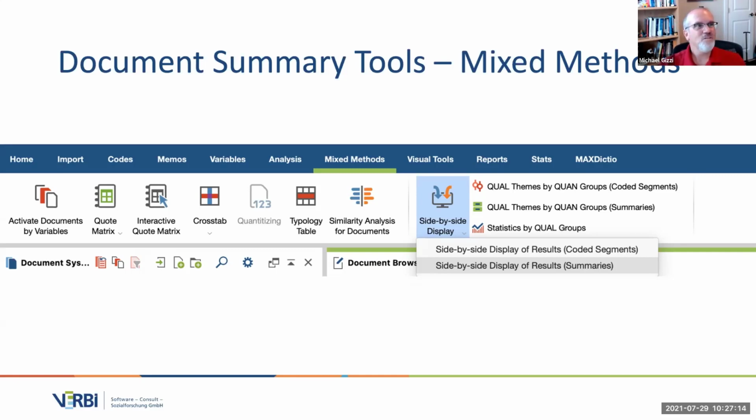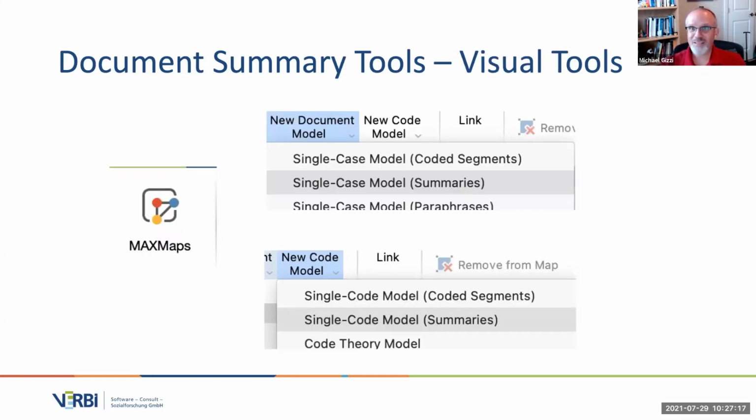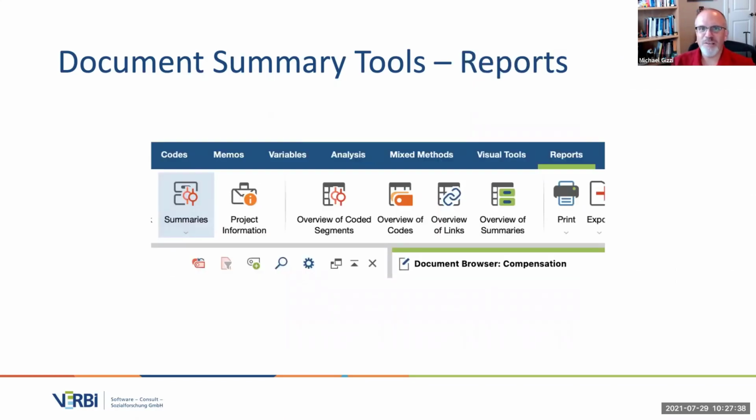In addition, we have visual tools. MAXMaps lets you create document models, single case models for summaries, and single code models for summaries. So I'll show you examples of both of those later. And then finally, you can also view your summaries in the reports menu. I have to be honest, it's a menu I rarely use, but I didn't even realize it was there. But you can get an overview of all the summaries here, and as well here, and they're slightly different. I'll show you the differences of those.